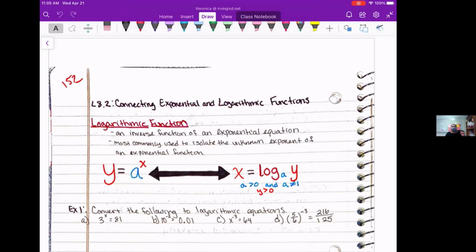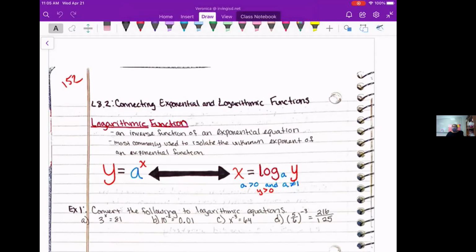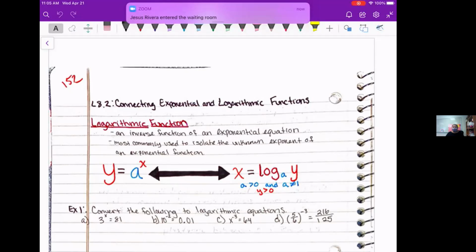Okay, so we have an exponential on the left, y equals a to the power of x, and this is equivalent to x equals log base a of y.